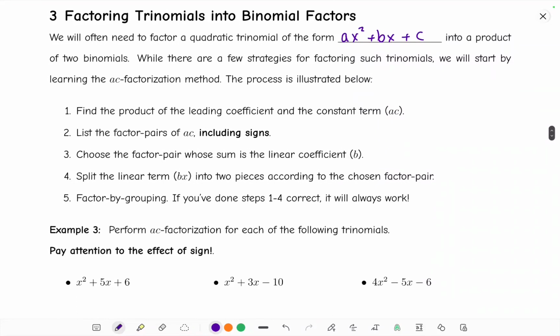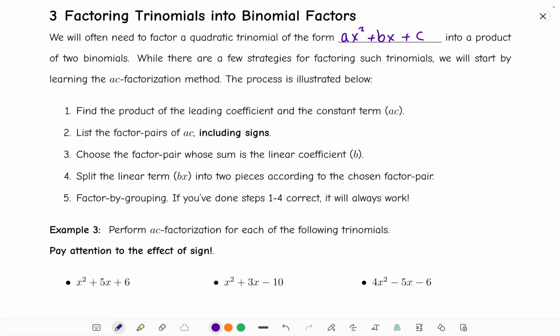Step 1. Find the product of the leading coefficient and the constant term, so a times c. List all the factor pairs of a times c, including signs. Choose the factor pair whose sum is equal to the linear coefficient b. Split the linear term bx into two pieces according to the chosen factor pair, and then factor by grouping. If you've done steps 1 through 4 correctly, it will always work.